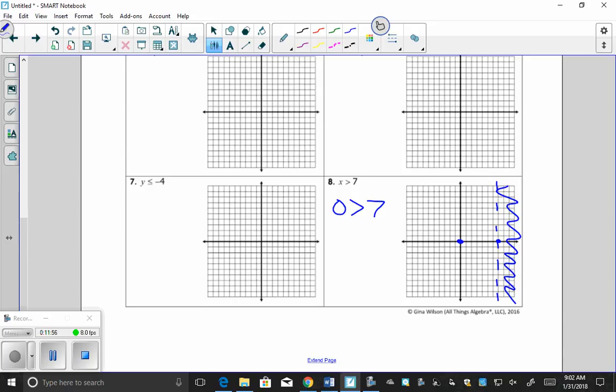Are there any questions over how to do these? Good. That means if this is easy, hopefully tomorrow won't be that much harder. Alright, so try to do the rest on your own.